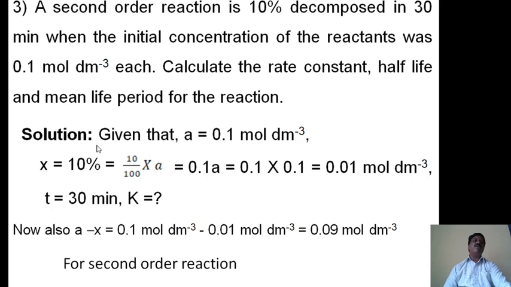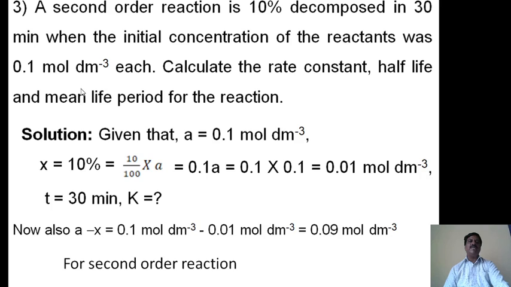And one more problem, another problem I have to solve here. A second order reaction is 10% decomposed in 30 minutes when the initial concentration of each reactant was 0.1 mole per dm cube. Calculate the rate constant, half life period and mean life period of the reaction.